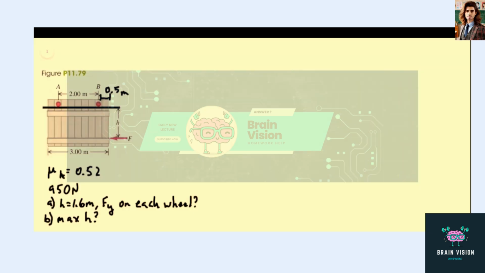if this distance h is 1.6 meters, we want to find the y component of the force on each wheel, or that is to say, the normal forces. So we want to use our equilibrium conditions. And this isn't accelerating because the speed is constant, so it's a dynamic equilibrium, but still an equilibrium. So all of the forces and torques still have to add up to 0.